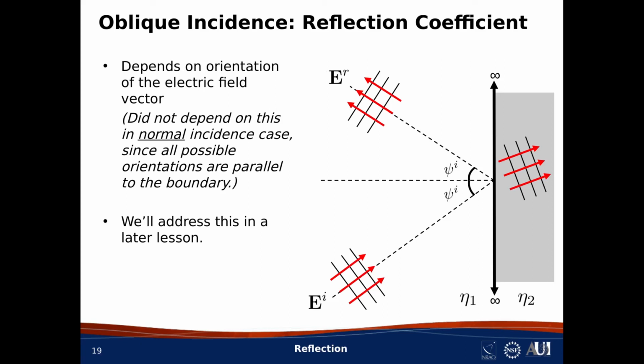One reason for this is that in oblique incidence, the orientation of the electric field vector matters. This is not the case in the normal incidence case, because in that case, any possible orientation of the incident electric field is parallel to the boundary. In the oblique incidence case, however, all, some, or none of the electric field may be parallel to the boundary, and we need to account for that. So, we'll have to leave that issue for a later lesson.